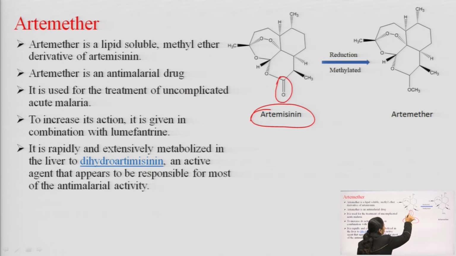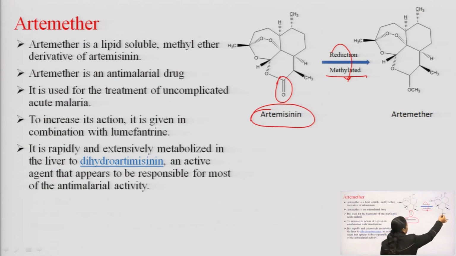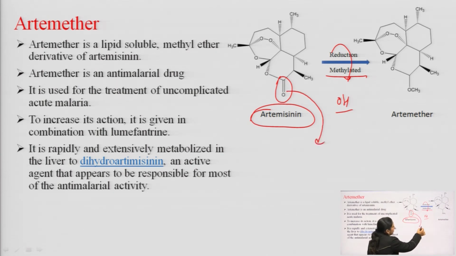where the ketone group is present, if it gets reduced and methylated, first of all there is a formation of OH. If we do the reduction, the ketone group gets converted into the hydroxyl group, and then after that there is a removal of hydrogen and addition of a methyl group. This is known as methylation. So, after methylation there is a formation of artemether.